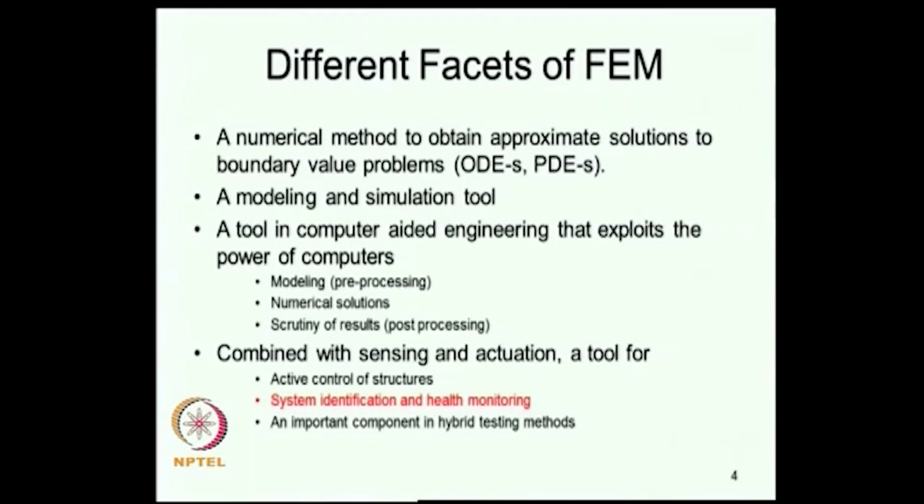that is post processing. In an altogether different context, if we combine sensing and actuation with computational methods, the finite element method becomes a more powerful tool, especially in dealing with existing structures or structures with active control elements built into them, and in problems of condition assessment where we address system identification and health monitoring of existing structures. It can also serve as an important component in modern testing methods known as hybrid testing methods. So, we hope to address some of these issues as we go along in this course.